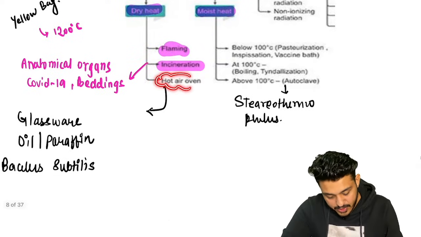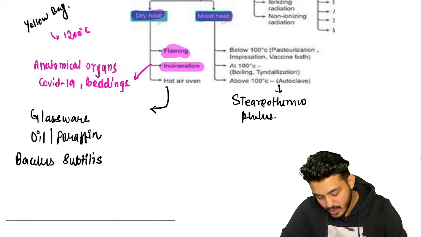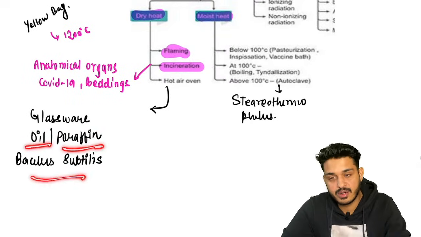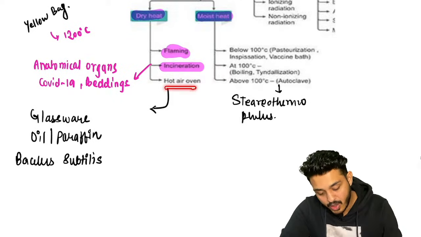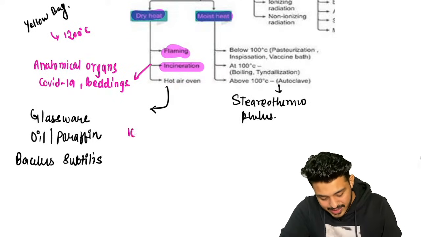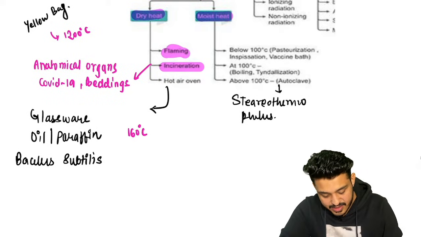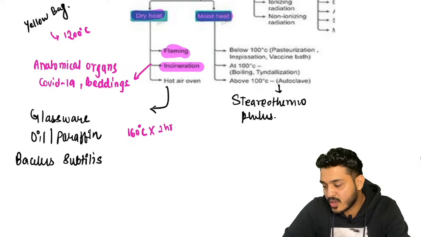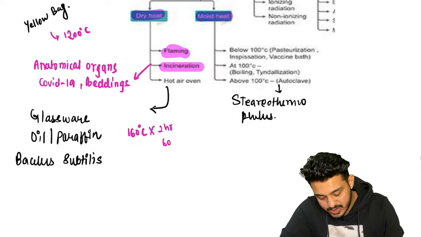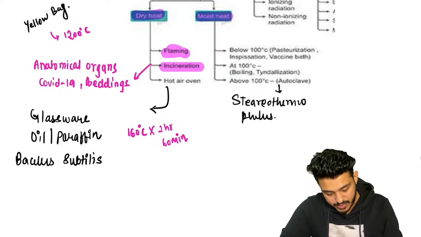Second thing is your hot air oven. We use the hot air oven for all the glasswares, right? Your oils, your paraffins, greasy things and oily things go into the hot air oven. They have asked the question, what is the temperature for the hot air oven? This is going to be 160 degrees Celsius for 2 hours. Instead of 2 hours, they have written 60 minutes in the question, right? We can also do the same, 120 minutes in the question.